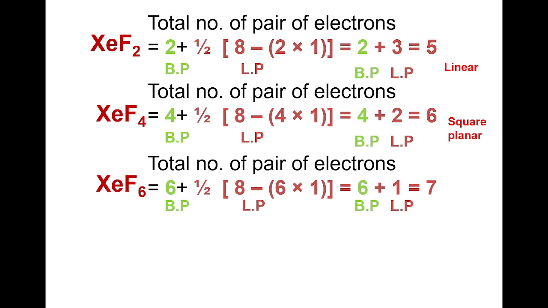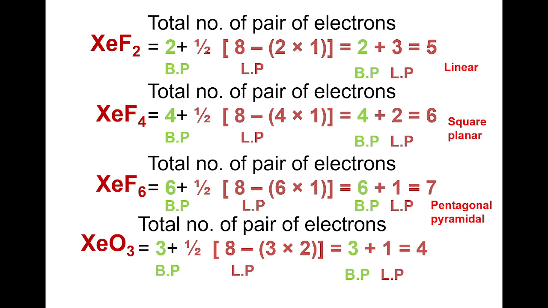If we go to XeF6, here xenon is the central atom. The outermost electron of xenon is 8. So 6 into 1 means 6 is the total surrounding atoms and 1 is the valency of fluorine. So we'll get 6 bond pairs, 1 lone pair of electrons, total 7. With 6 bond pairs and 1 lone pair, if you remember the table, the shape of XeF6 will be pentagonal pyramidal.